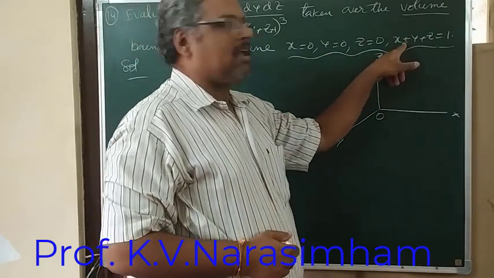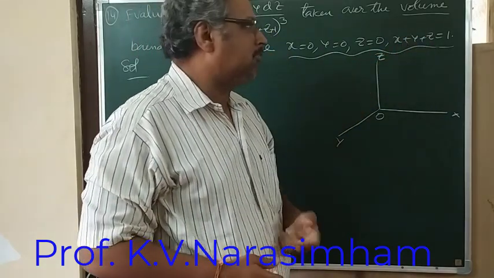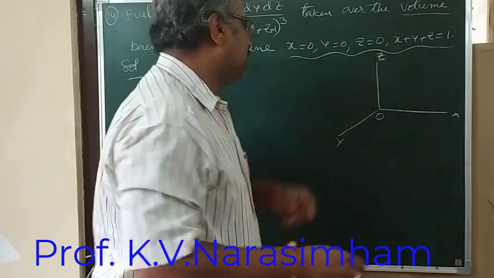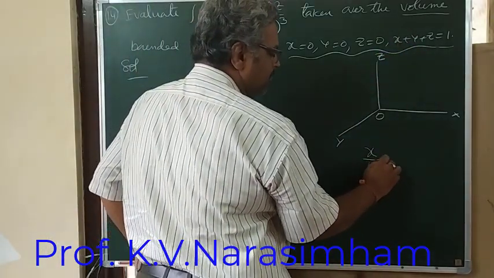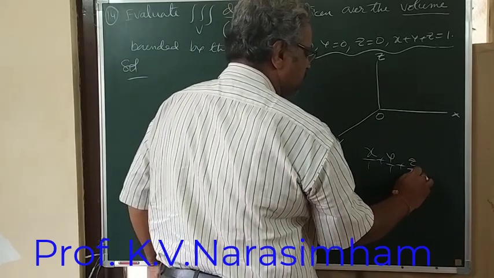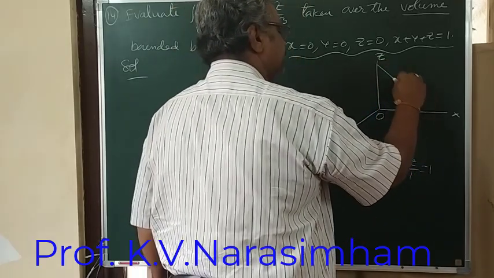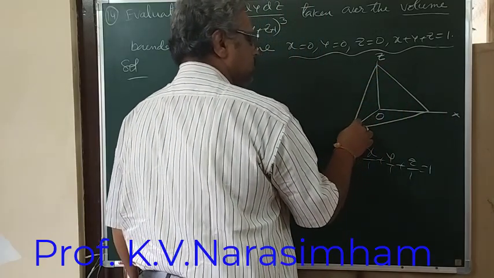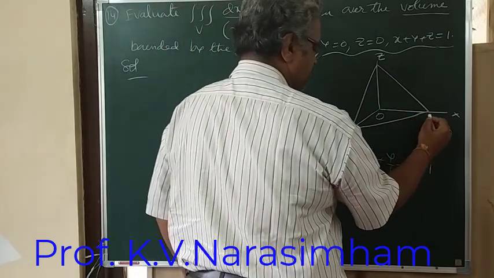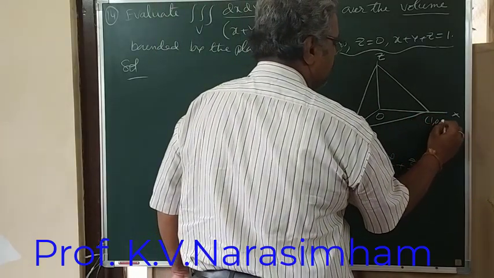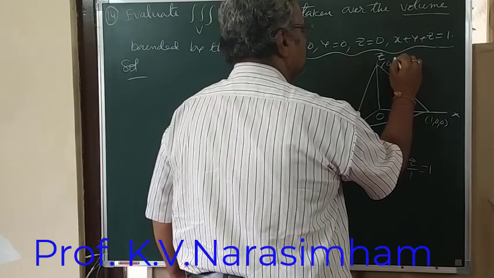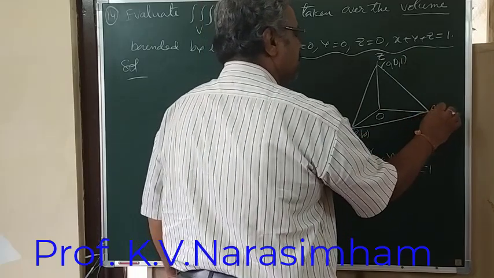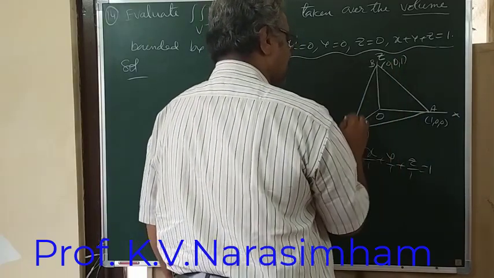Now another plane, x plus y plus z equals 1, is nothing but a plane whose intercepts are 1, 1, 1. This looks like x by 1 plus y by 1 plus z by 1 equals 1. So this is a plane. Here the intersection points are 1, 0, 0; 0, 1, 0; 0, 0, 1. Call them A, B, C.